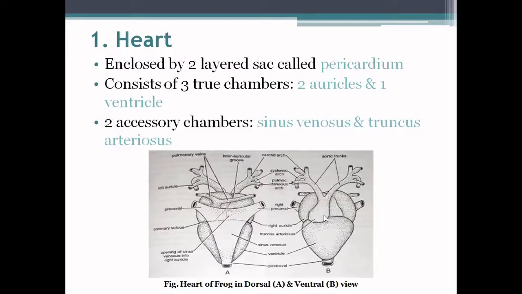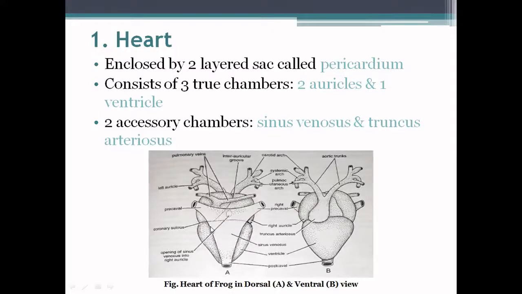There are three true chambers in the heart. These are two auricles and one ventricle. The two auricles are externally demarcated by interauricular groove. Here is the interauricular groove between the two auricles. And there is auriculoventricular groove or coronary sulcus between the two auricles and the ventricle. Here it is, coronary sulcus.